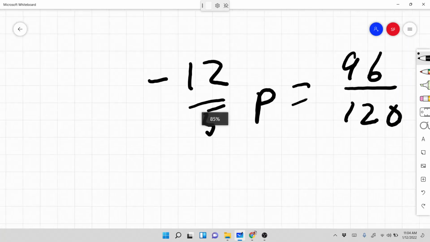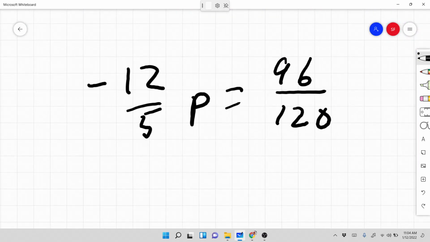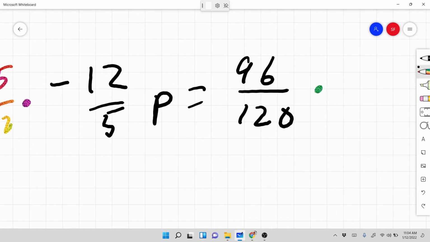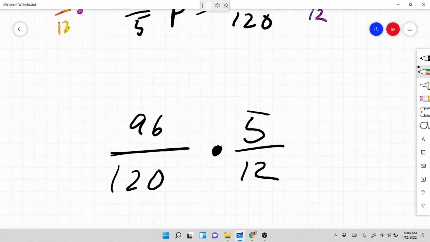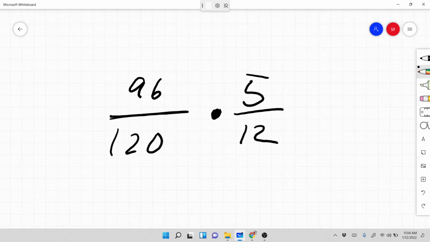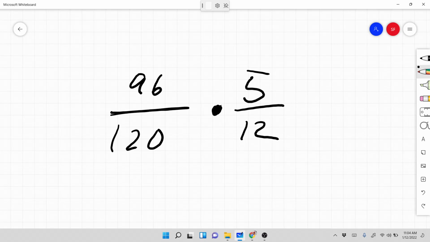How do we get rid of that negative 12 fifths? We flip it and multiply, right? So times negative 5 over 12. We don't really worry about the negative, right? That's not going to affect anything till the end. So that's why this is what we're multiplying. So doing it the way you're headed, that's where you should be, right there.